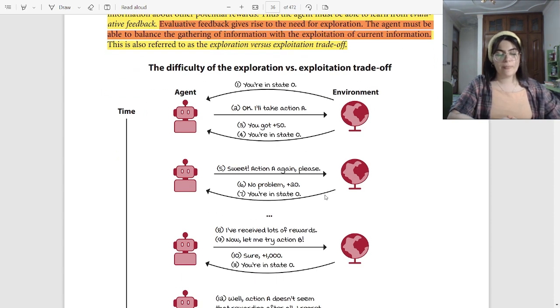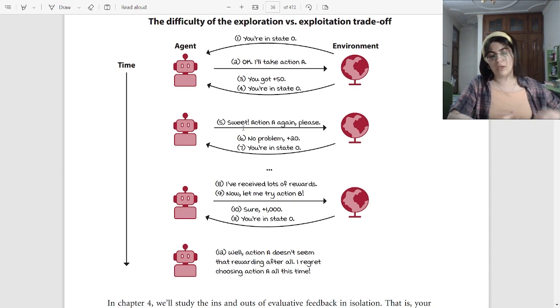And as an example of exploration versus exploitation, we have this. The environment mentions that you are in a state 0, and then the agent is like, okay, I'll take action A. And then it says you got a +50, you are in a state 0, and it takes action A again, and gets 20, still in state 0. So lots of positive rewards by taking action A in state 0, but the agent mentions that, okay, I have received lots of rewards, now let me try action B. But it receives a +1000 when it tries action B, and it's like, okay, action A doesn't seem that rewarding after all. I regret choosing action A all this time.